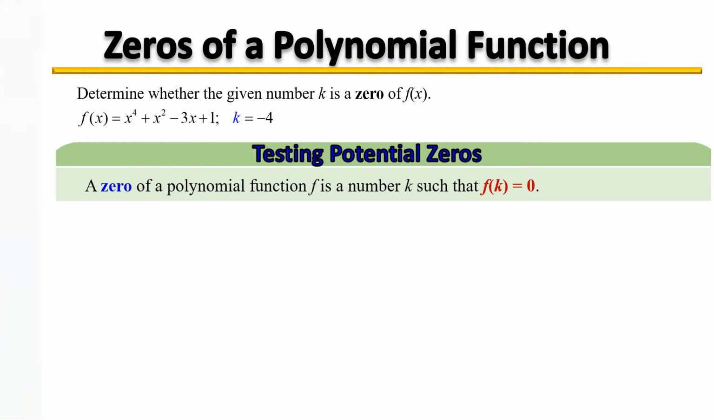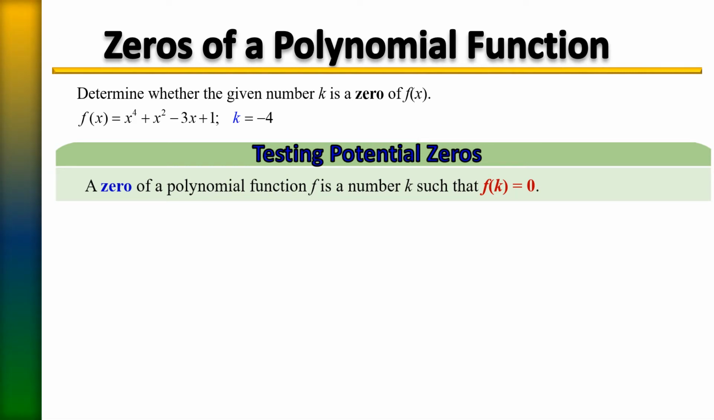Let's do another problem, and we want to test to see if negative 4 is a zero of the given polynomial function. Recall, you can do either of two methods. You can plug negative 4 in, replacing all the x's with negative 4, and if your output is a 0, then that is proof that negative 4 is a zero of that polynomial function. However, if you plug it in and you do not get a 0 out, then that means that negative 4 is not a zero of that polynomial function.